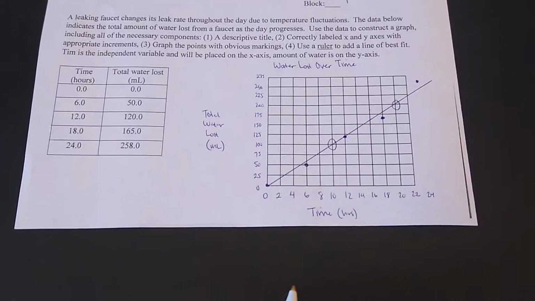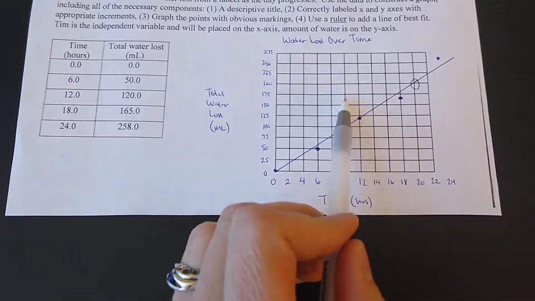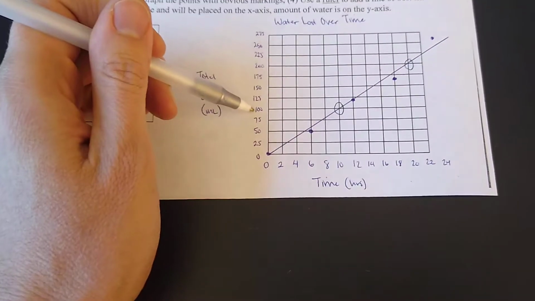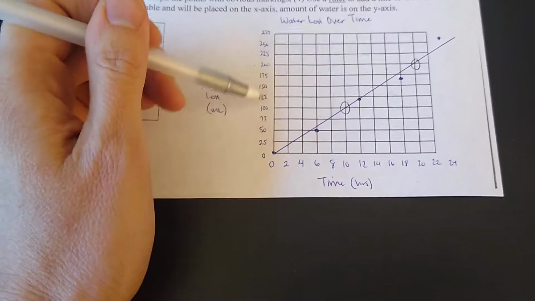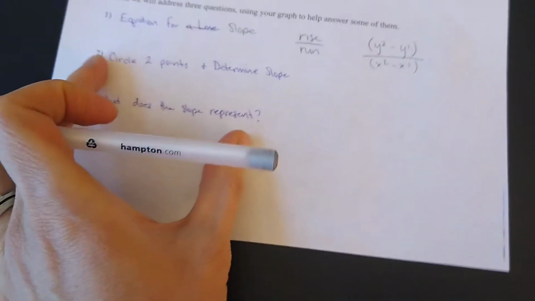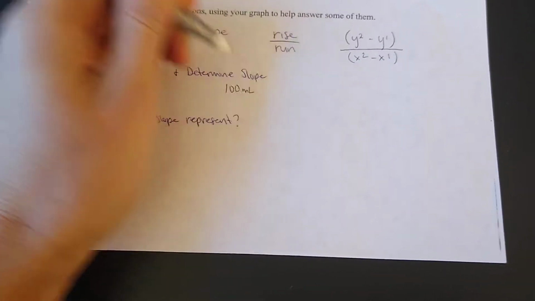Now, here's what I don't want you to do. Okay? Do not count squares. Don't go 1, 2, 3, 4, and my rise is 4. Because my rise isn't 4. I went from 100 to 200. Okay? 4 lines in my graph is 100. So on my slope calculation, my rise is 100 milliliters.